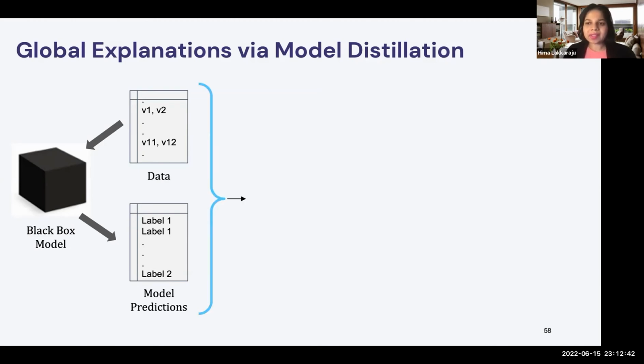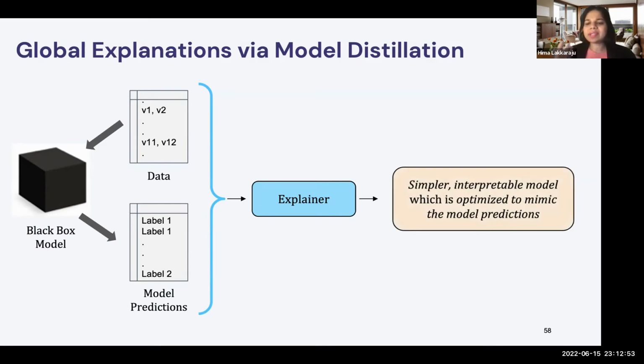We can actually use this information and pass it through an explanation algorithm, which in turn tries to approximate the behavior of the black box model using a simpler interpretable model, which is optimized to mimic the model predictions on the data we provided as input, right? So essentially, the idea behind model distillation is that we take the input instances, we take the model predictions, and fit a simpler model, which basically mimics the model predictions on those data points that we provided as input, right?